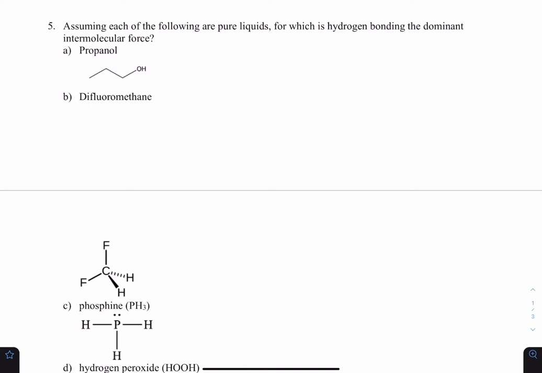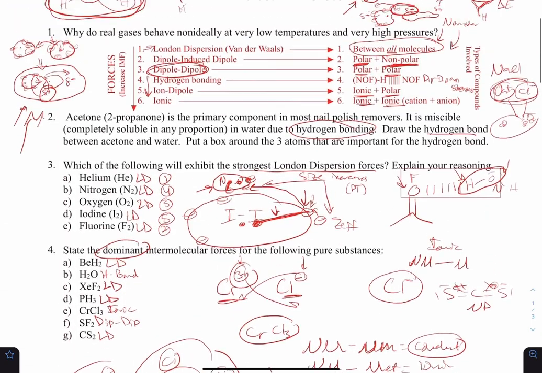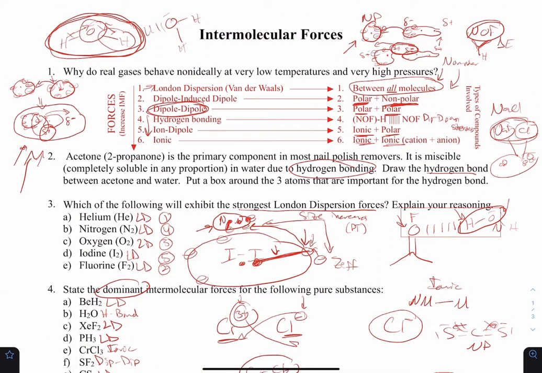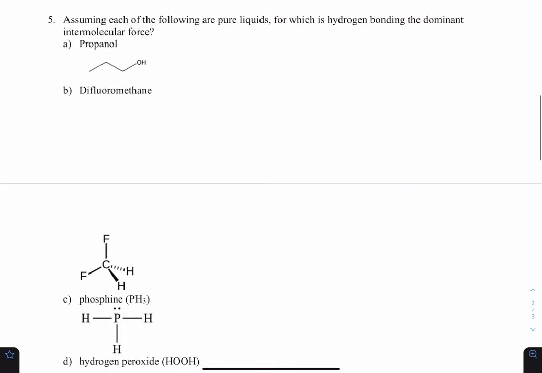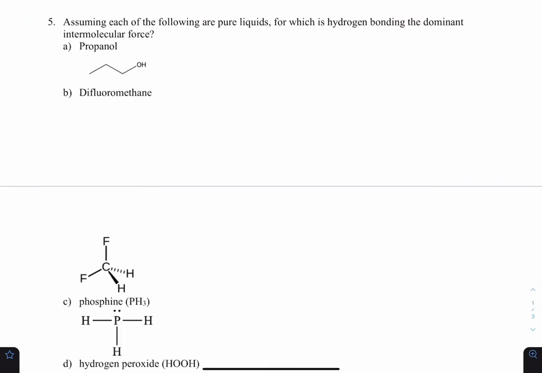Number 5 says, assuming each of the following are pure liquids, for which is hydrogen bonding the dominant intermolecular force. If you remember back when we were covering intermolecular forces, hydrogen bonding is where a hydrogen is bound to N or O or F, and then that's interacting with another N, O, or F on a different molecule. So let's see where that could be true.